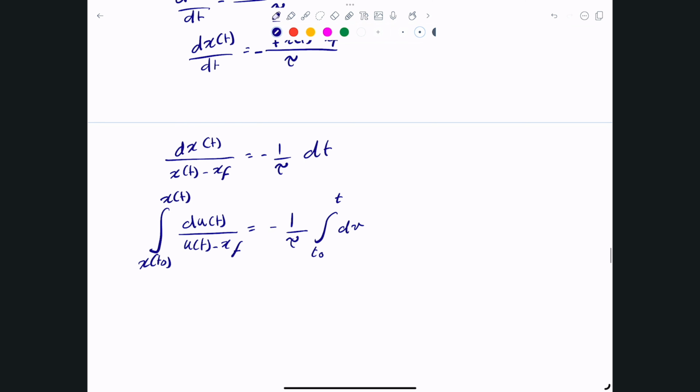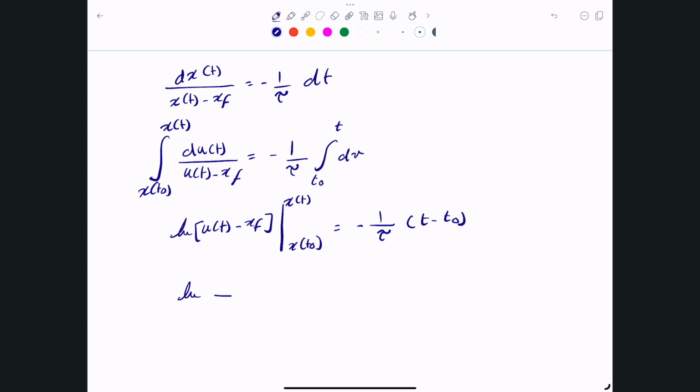We take the integral of both sides. What we'll end up with is the logarithm of u of t minus x of f, evaluated at x of t and x of t0, and that equals negative 1 divided by tau, and hopefully you get that this is t minus t0. So this one here is x of t minus x of f, and this one here is x of t0 minus x of f.